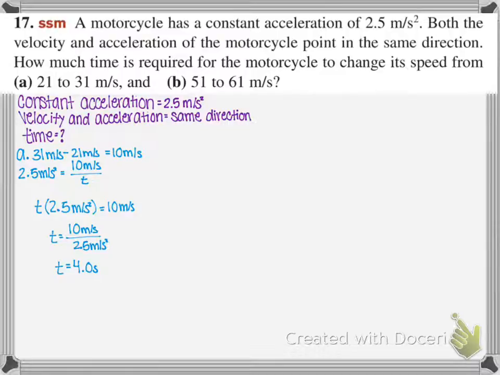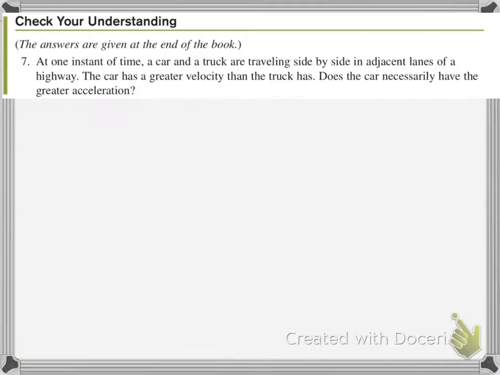is 4 seconds. And this will be the same for part B, considering that both the change in velocities are 10 meters per second. So 61 minus 51 equals 10 meters per second. Then you would do 2.5 meters per second squared equals 10 meters per second over time. And then you get time equals 10 meters per second over 2.5 meters per second squared, which gives time equals 4 seconds.